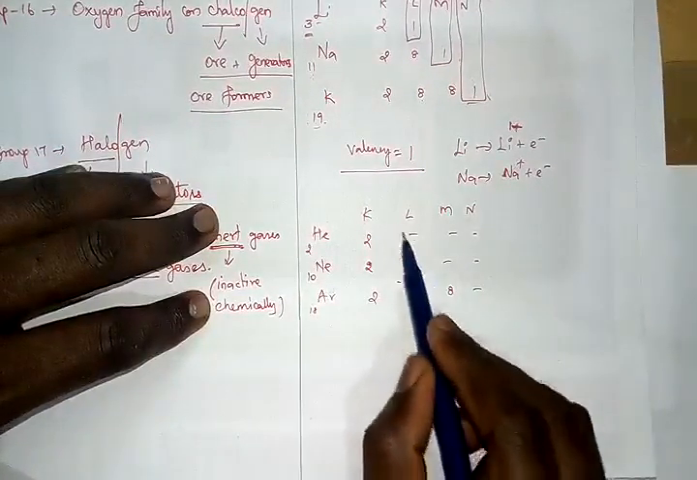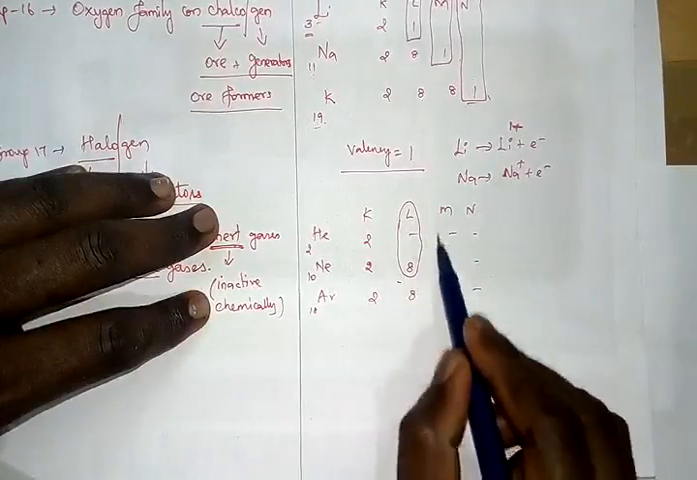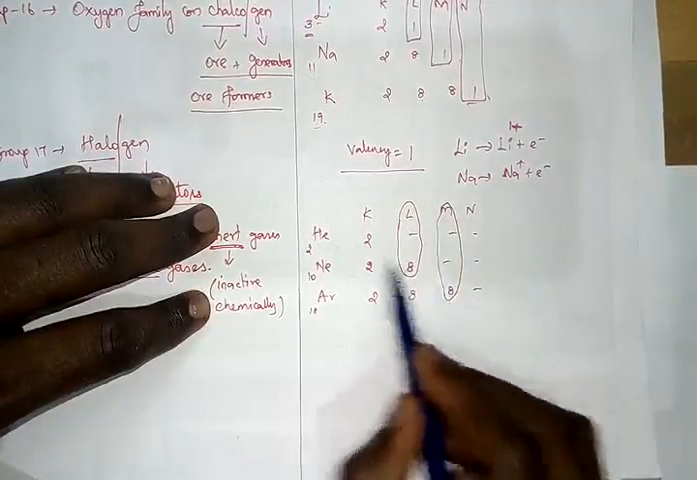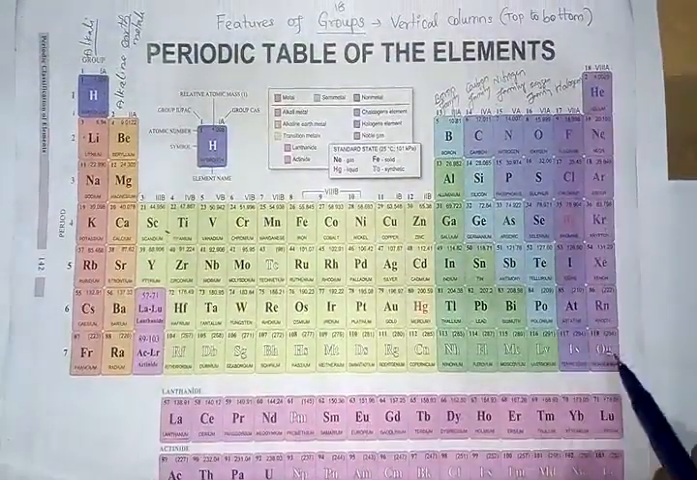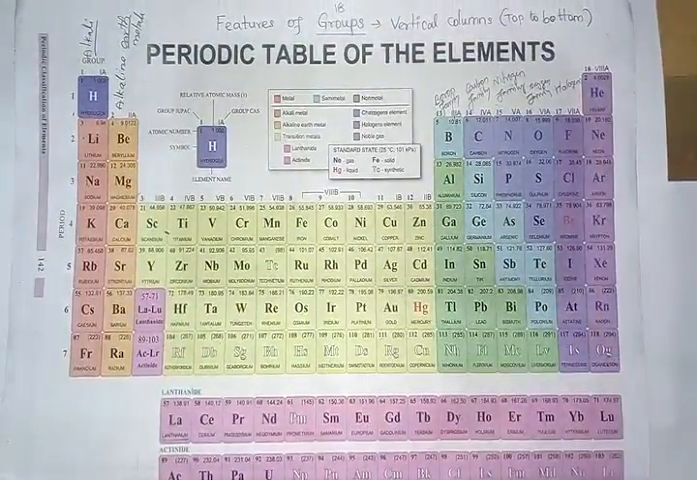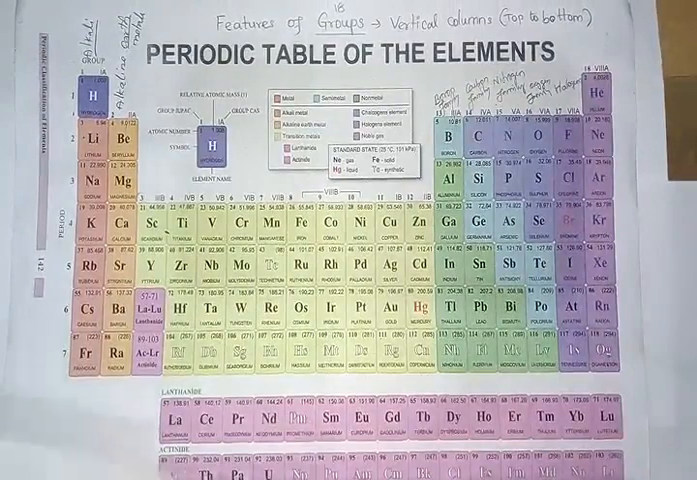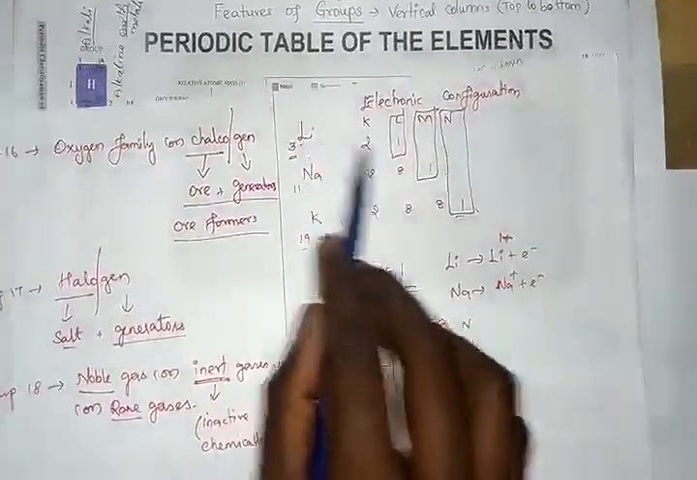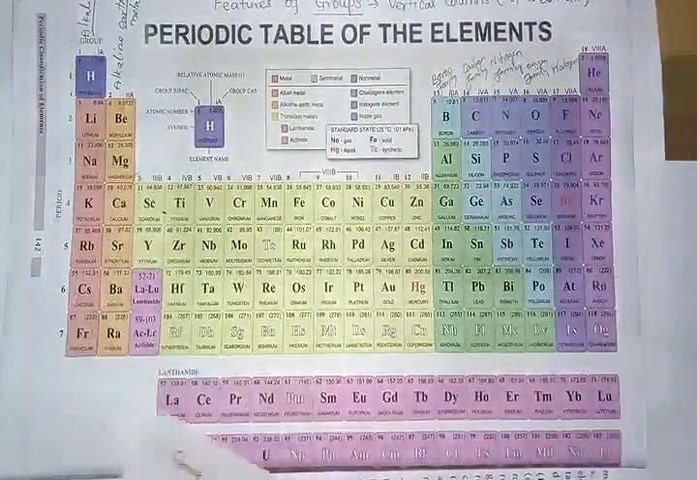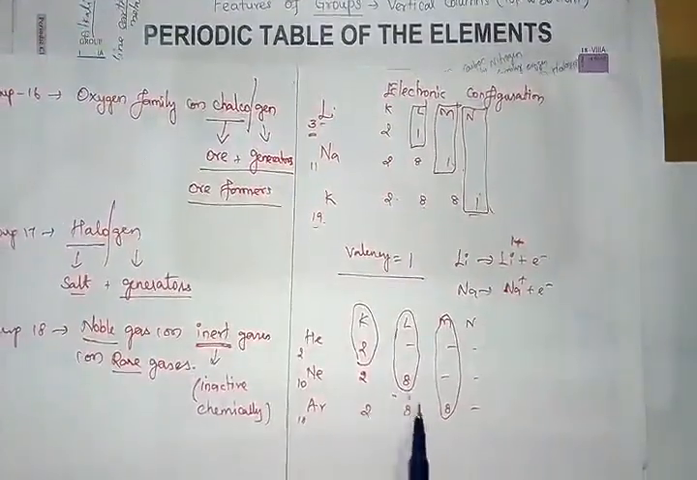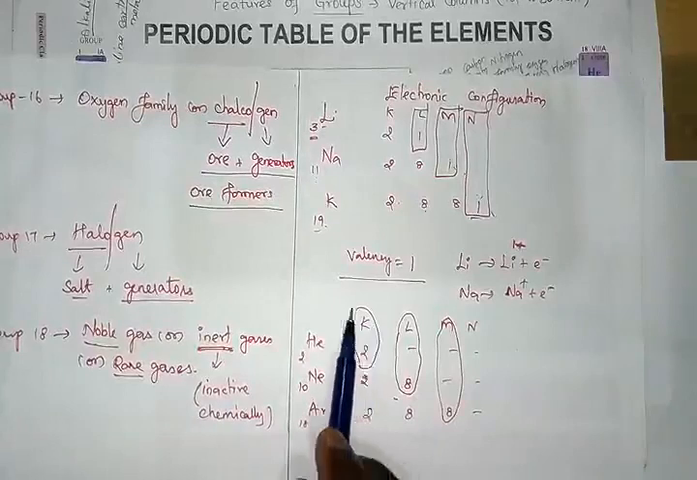Now look here, the last shell of neon and argon alone is 8, whereas helium is 2. So in the last group alone, we will not find the same number of valence electrons. Just as we have seen in the first group, we have a single electron in the last shell. That's why they are placed in the first group. Whereas in the 18th group, if you look at it, helium alone is an exception.